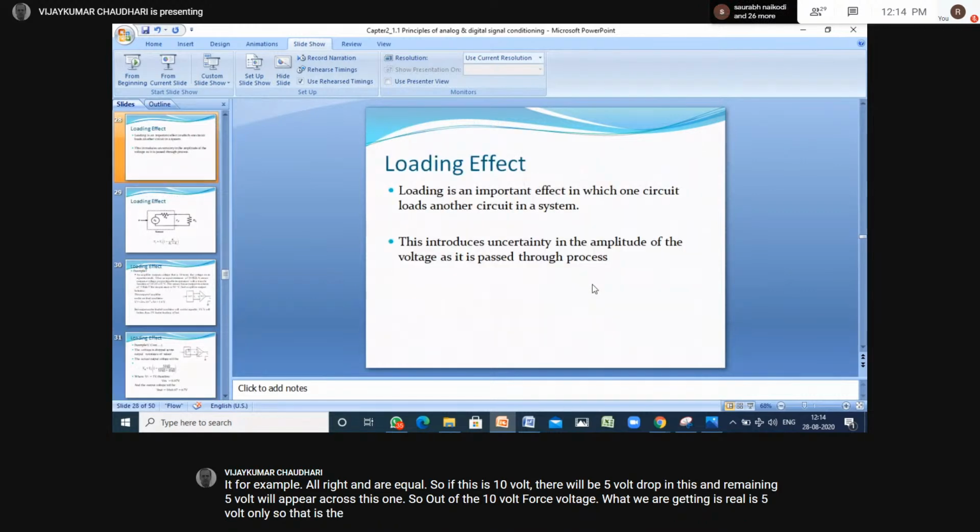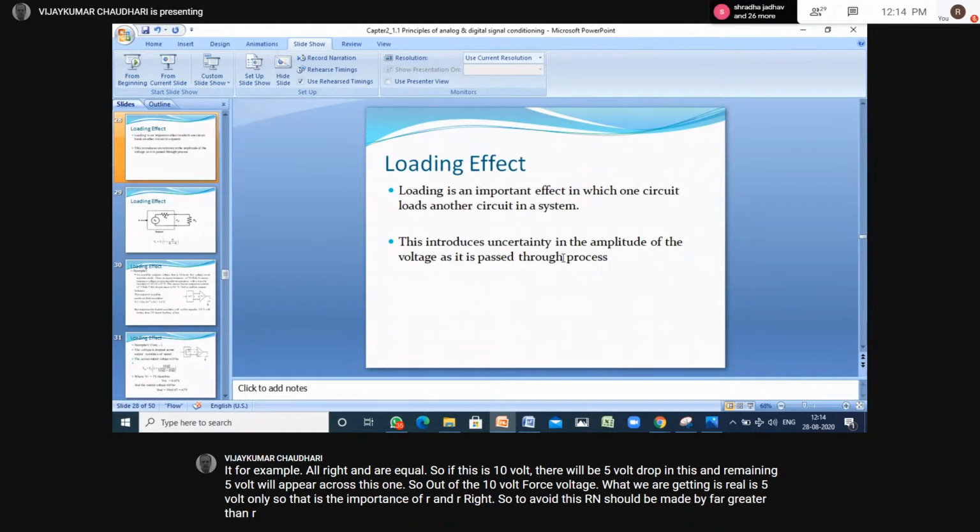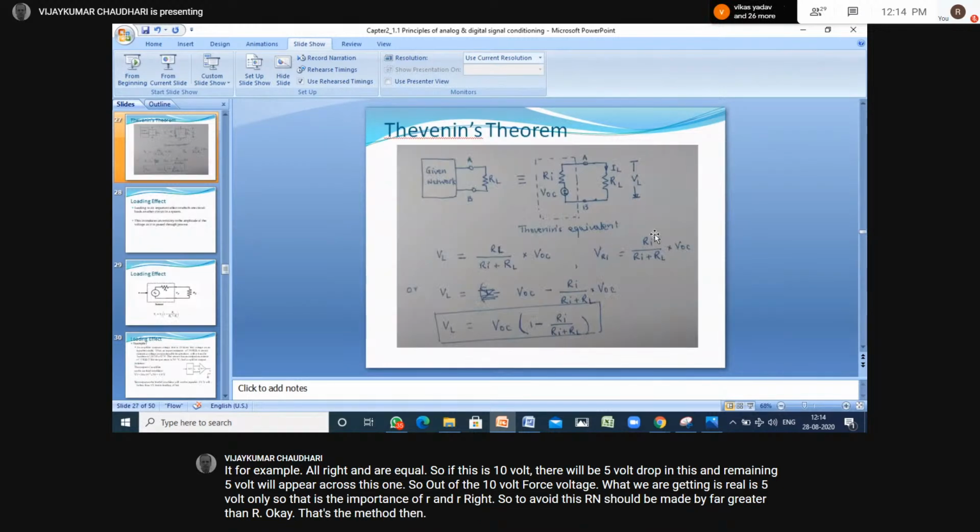Let's go to the loading effect. Loading is an important effect in which one circuit loads another circuit in the system. What is the effect of loading? It introduces uncertainty in the amplitude of voltage as it passes through the process. What does it mean? Can we predict the voltage VL if Ri is present?